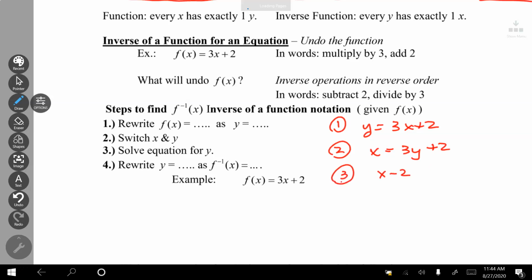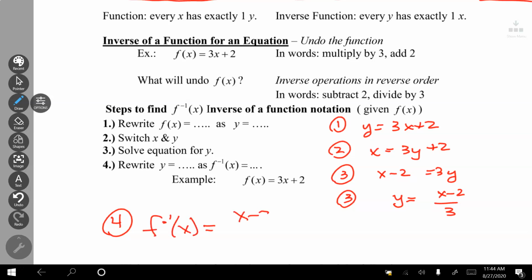X minus 2 is equal to 3y. Step 3 still, y equals x minus 2 over 3. And then finally, step 4, using the inverse notation, in this case, there we go. That is, if this is the original function, this is the inverse of that function. It completely will undo that function.